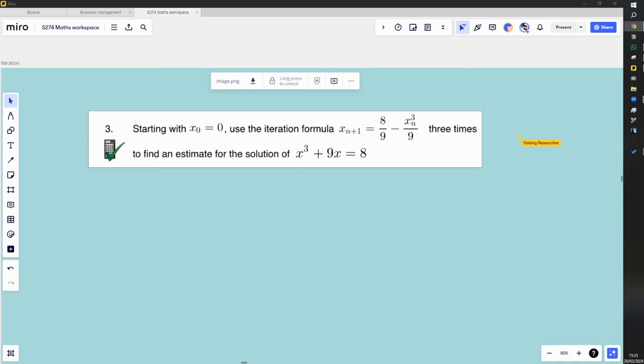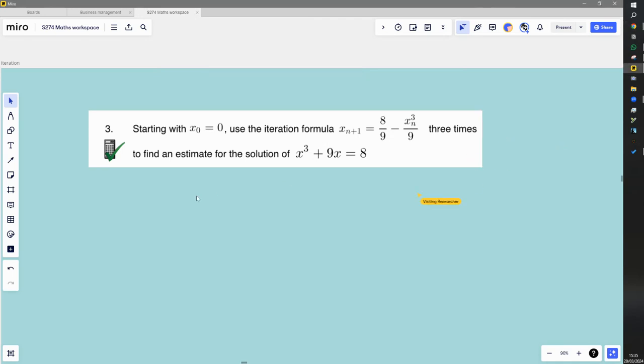Right. So iteration, basically, it's a process that enables you to solve or produce an estimate for the solution of any equation that you like, really. I think. Can't think of any reason why it wouldn't work on any equation. This is a cubic equation because the maximum power is 3 for the unknown variable.